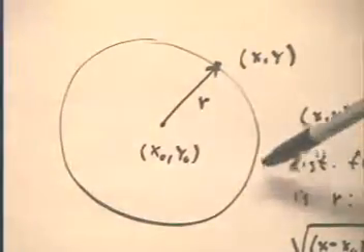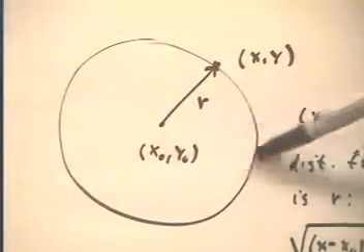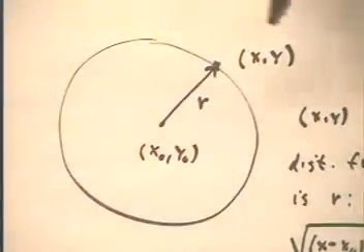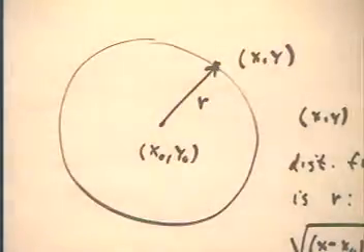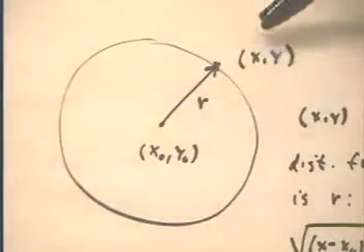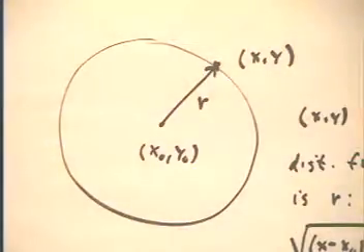Here we have a picture of a point (x₀, y₀) at the center of a circle of radius r. We ask the question: what's the condition that has to be satisfied if the point (x, y) is to lie on this circle? In other words, we're going to find the equation of the circle, the equation being the algebraic expression of the condition that (x, y) lies on the circle.